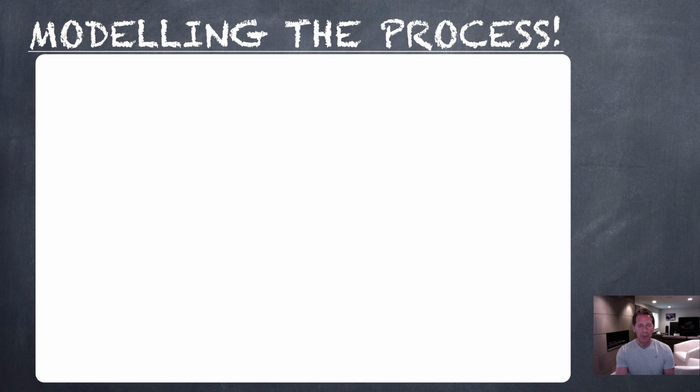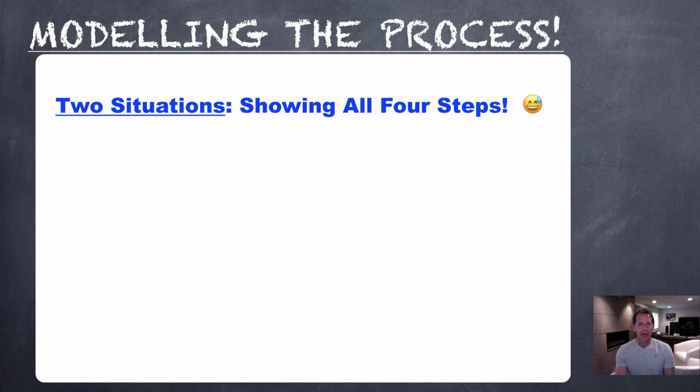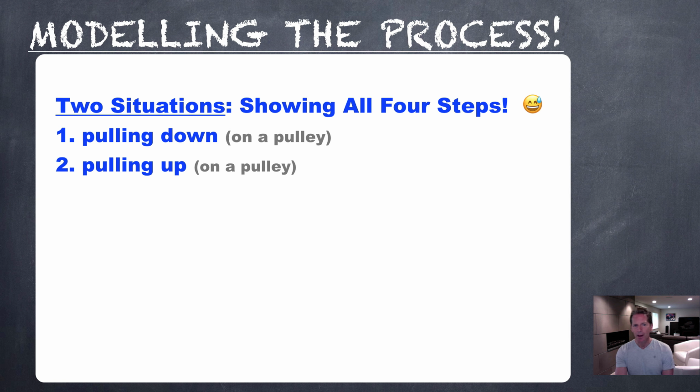Okay, so let's model the process with you with a couple of examples. And we'll show all 4 steps at first. Yeah, a bunch of work, but take your time going through as we do, and hopefully you'll understand. We're going to look at pulleys in 2 cases. First, when we use ropes to pull down on a pulley to try to lift a weight up, or if we try to pull up on the pulley, lifting the weight up.